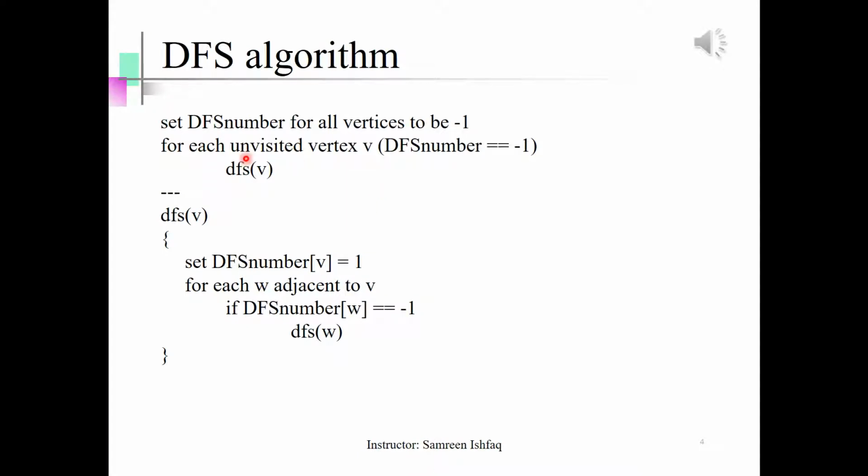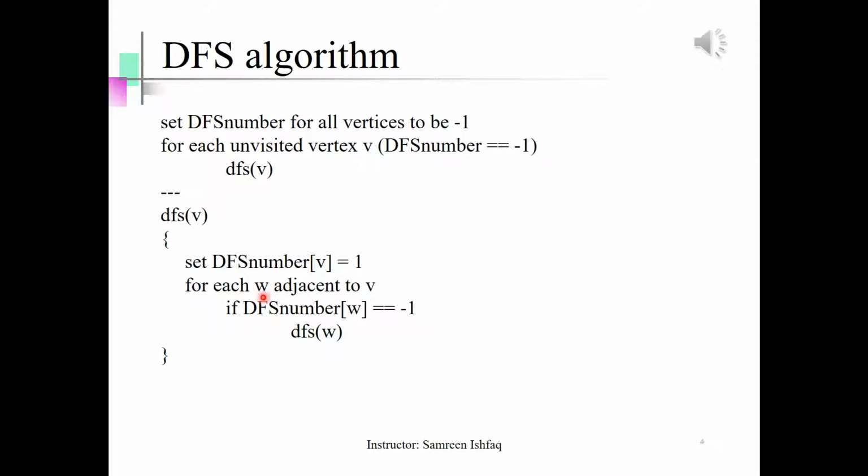Here is the algorithm of DFS traversal. First, we're going to mark all the vertices with a -1 flag. This means that all the vertices are unvisited. Then we will start with some random unvisited vertex V and pass that vertex V into the function named DFS. In the DFS function, we will mark that vertex V with 1. This means that now this vertex is visited.